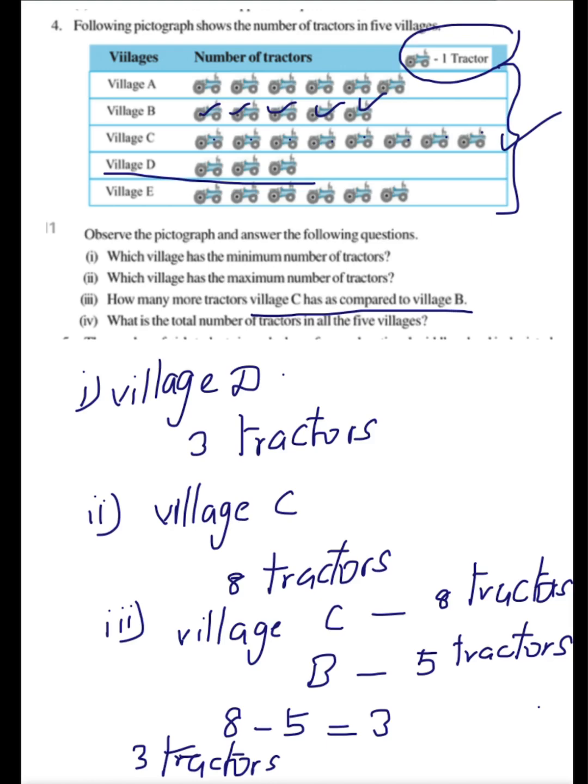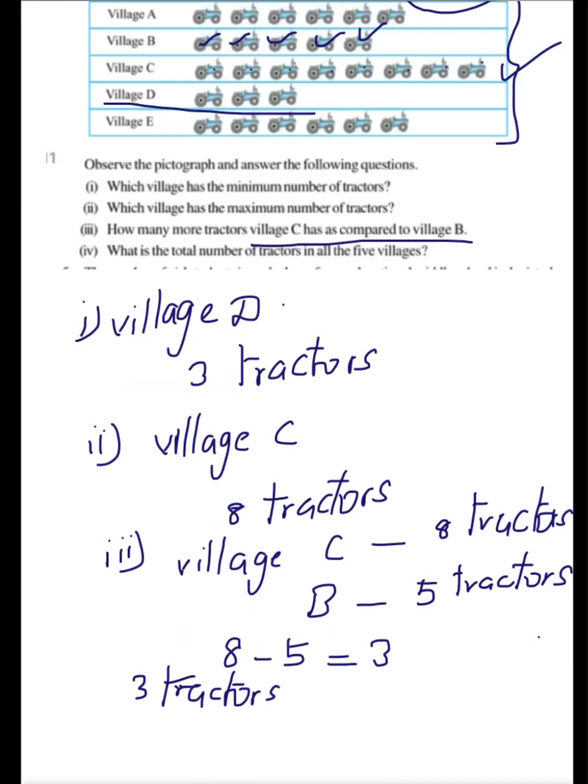Now let's see the fourth question. What is the total number of tractors in all the 5 villages? Okay, so let's do it. It means you have to count everything. So you have to count the total number of tractors in each village. So in village A you can count 1, 2, 3, 4, 5, 6. 6 tractors, plus in village B how much?